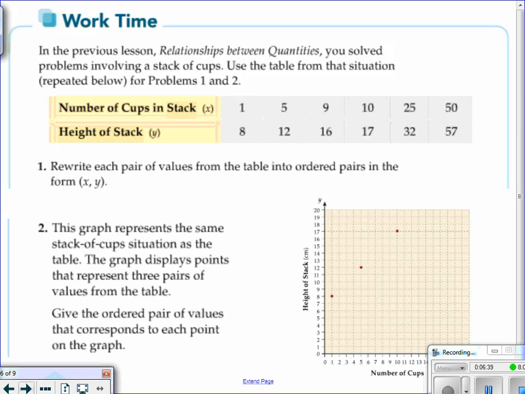Otherwise, next here, the first question we have goes back to our stacks of cups in the last lesson and how high the stack is, depending on how many cups are in the stack. So the first thing it says to do is write each pair of values from the table as ordered pairs. So I'm just going to go through the first one here for you. Our first ordered pair would be 1, 8. Okay, so we write that in parentheses as 1, 8.